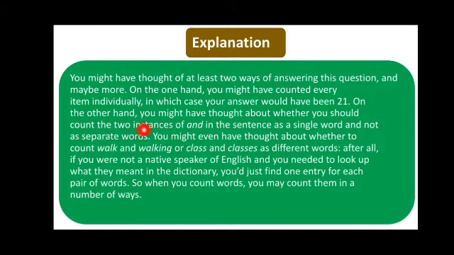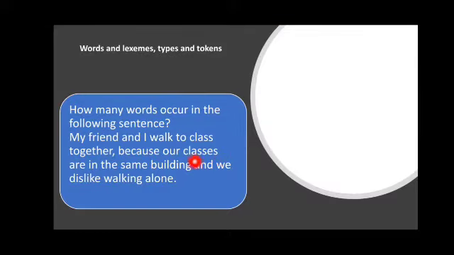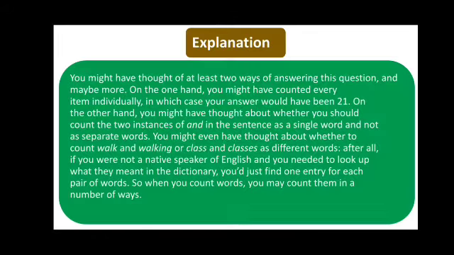On the other hand, you might have thought about whether you should count the two instances of "and" in the sentence as a single word and not as separate words. So here we have, for example, the word "and" used 2 times. Here we have "and," and here we have also "and." So did you count "and" 2 times or 1 time? If you have counted 2 times, then we have 21 words. And if you have counted "and" 1 time, then we have 20 words, right?